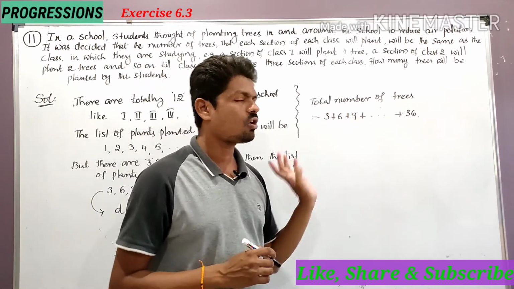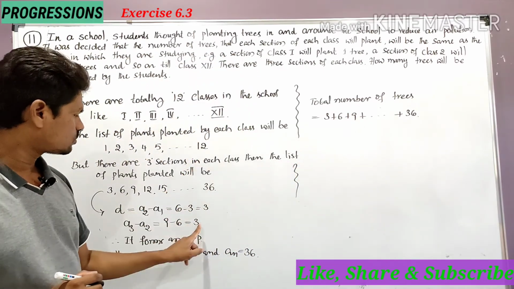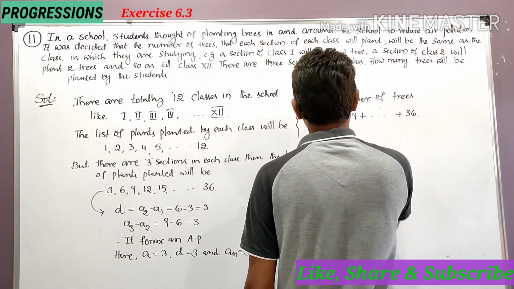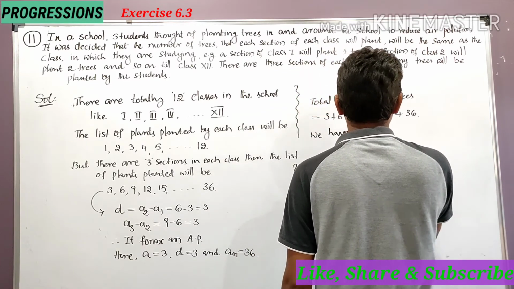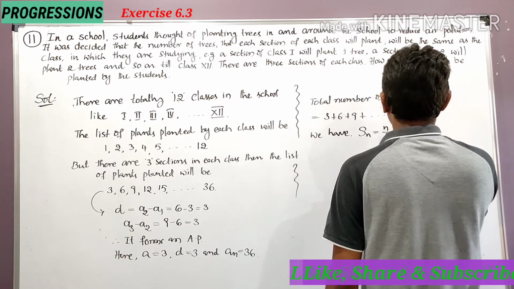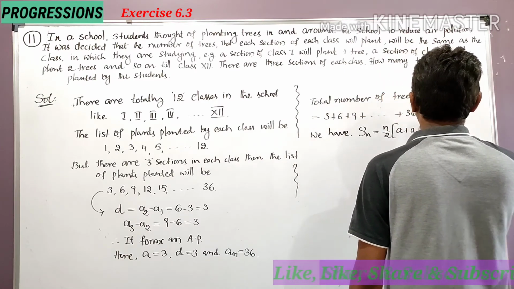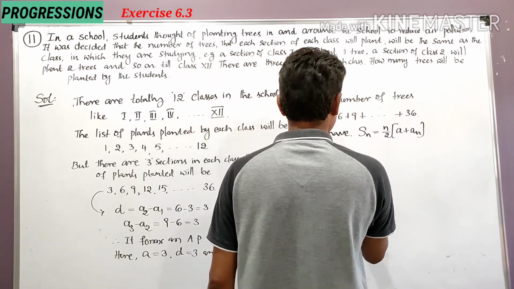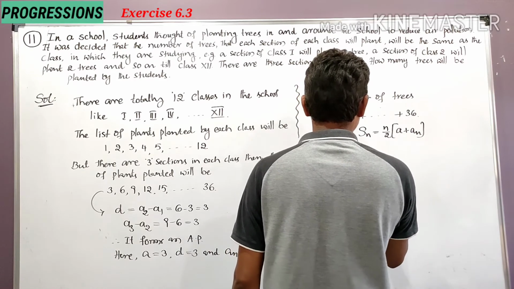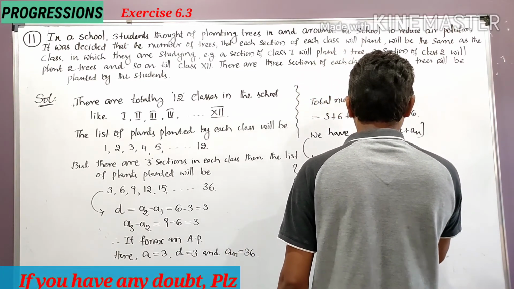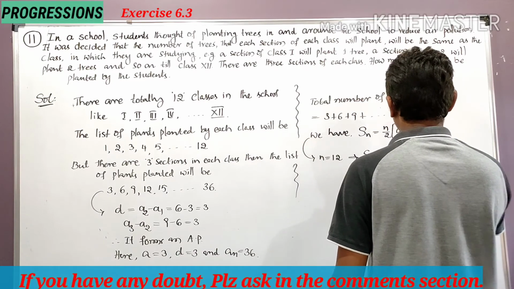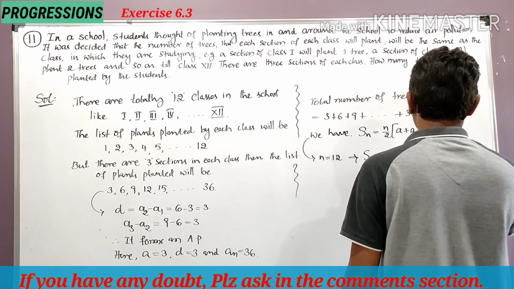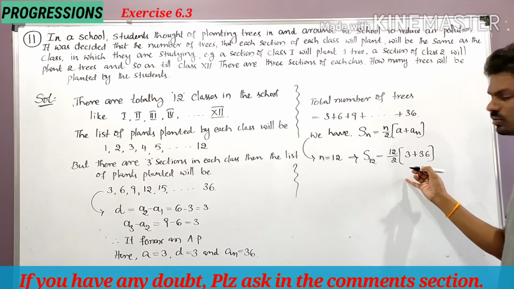So here n is equal to how much, student? n is equal to 12. So first we have to write the formula: Sn is equal to n by 2 into A plus An. Here we have all the values. n is equal to 12. Therefore S12 is equal to 12 by 2 into A plus An. A is the first term, An is the last term. First term is 3 and the last term is 36. Just we have to substitute in the formula.